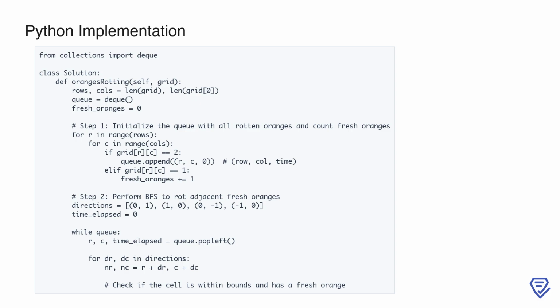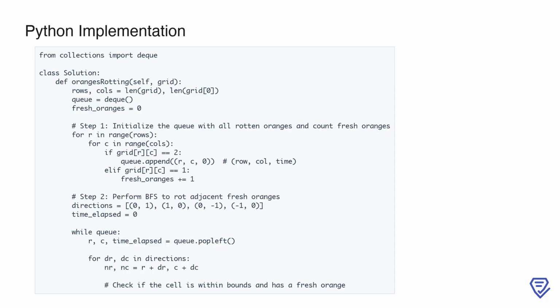Next, we loop through each cell in the grid. If a cell contains a rotten orange, represented by the value 2, we add its coordinates and an initial time of 0 to the queue. If a cell contains a fresh orange, represented by the value 1, we increment the fresh_oranges counter. This setup ensures that we have all the initial conditions necessary to process the rotting process.